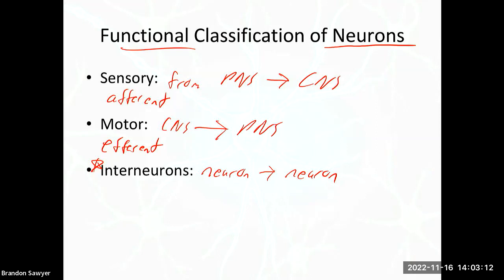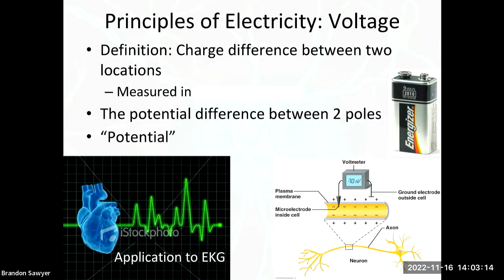Now we're going to dive into some basic principles of electricity to help us understand how electrical signals work in the body. Okay, so the first principle we need to look at is one called voltage. Voltage is defined as a charge difference between two locations. Okay, and it's going to be measured in volts, or in the body it's typically going to be millivolts because we're dealing with smaller units.